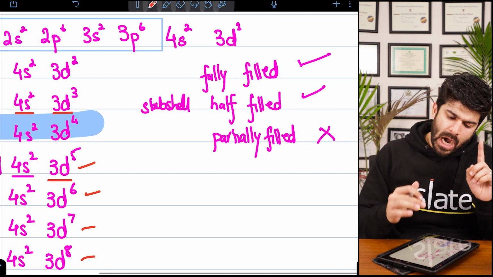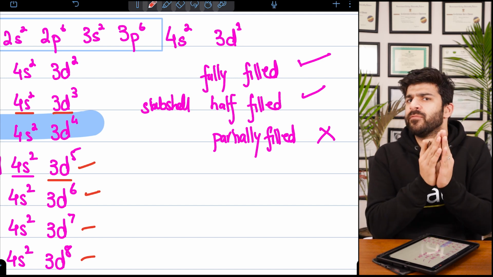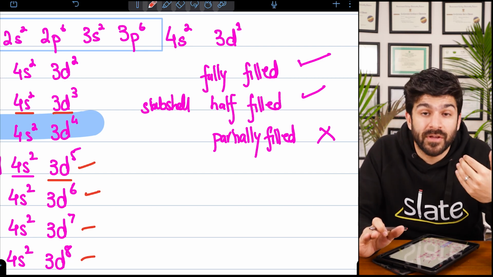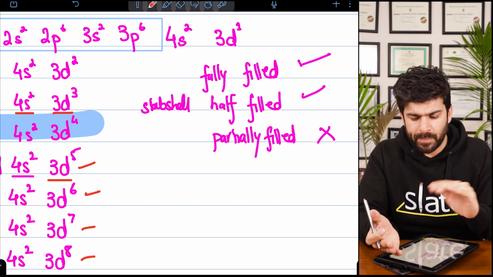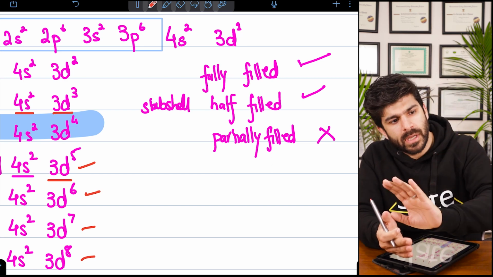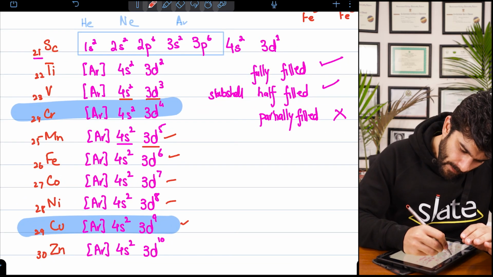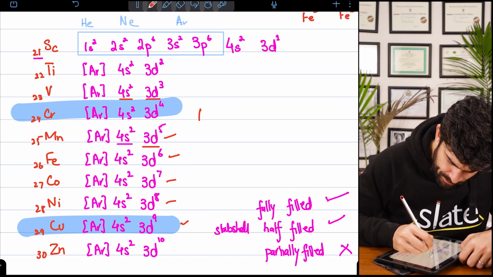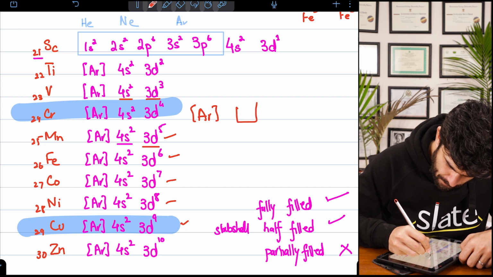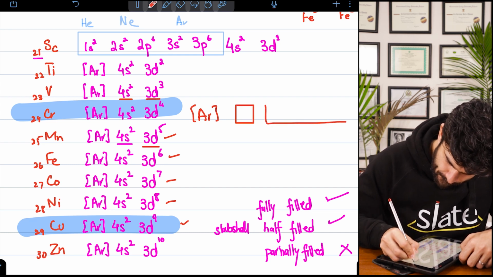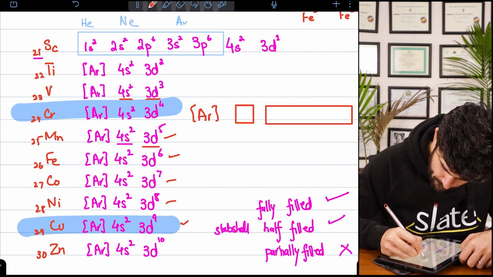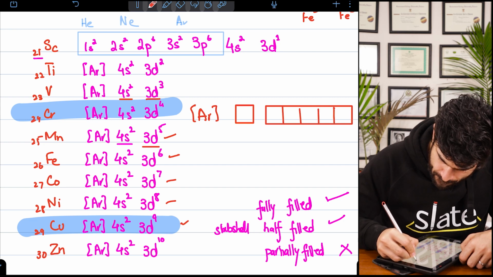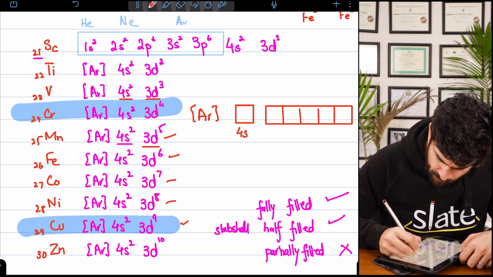I told you that half filled and fully filled is something any element would want to stay in. If it's in half filled state, it's happy. If it's fully filled, obviously it's happy. But partially filled, elements try to ignore that state. So students, if we make the electronic configuration of chromium, this is the 4s2 orbital, 4s, and this is 3d orbital.